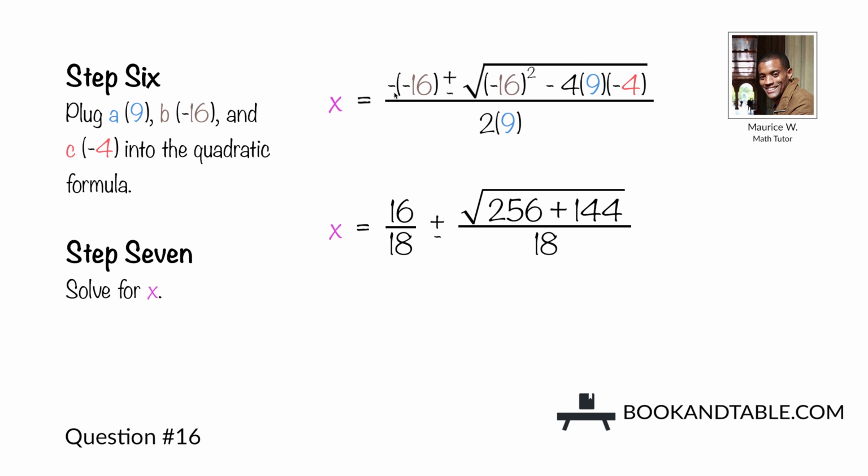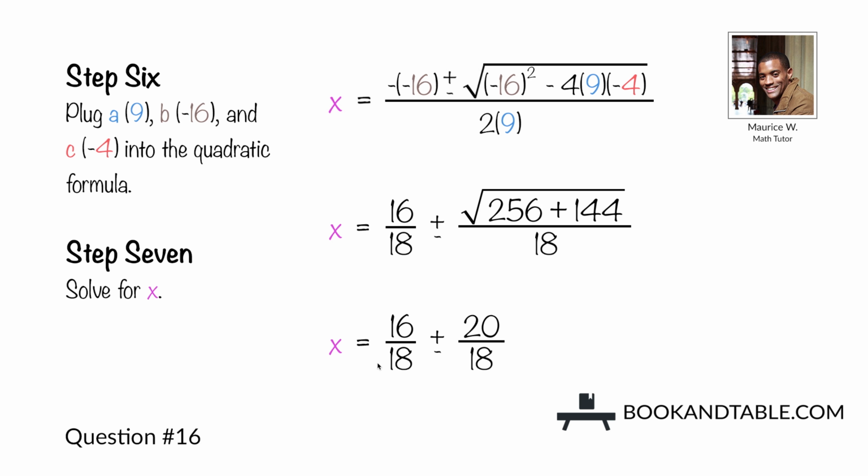So we'll start with negative 1 times negative 16 is 16 over 2 times 9, which is 18, plus or minus negative 16 squared is 256. Negative 4 times 9 is negative 36. Negative 36 times negative 4 is positive 144. 256 plus 144 is equal to 400. And the square root of 400 is equal to 20.